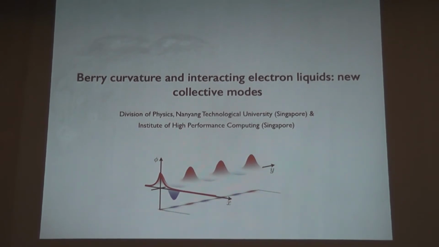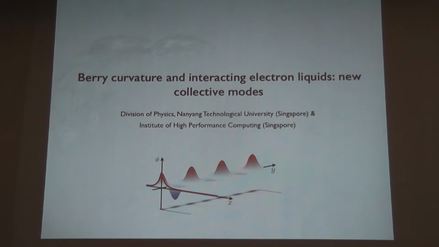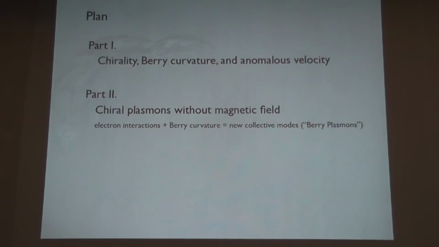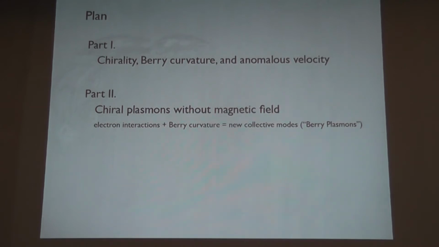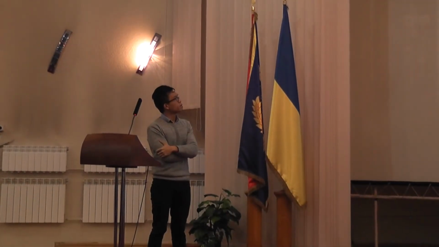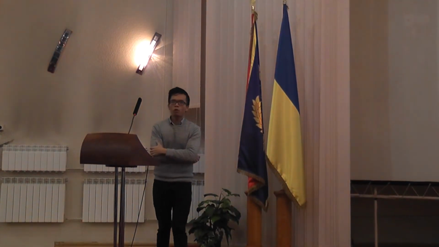And this is due to very curvature type effects. So we'll get into that. Before we get into that, I'll give you a small introduction to chirality, and then we'll get to part two where we introduce these kinds of plasmons, which we call Berry plasmons. Before we dive into the main meat of this talk, let me just remind you where we've seen chirality before.